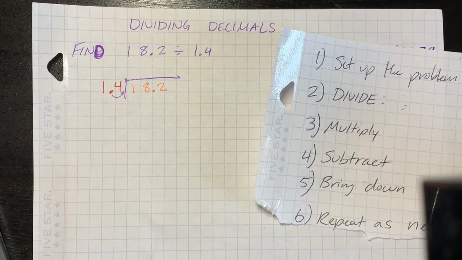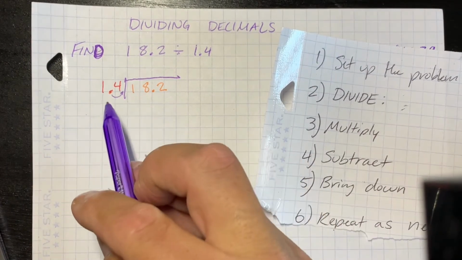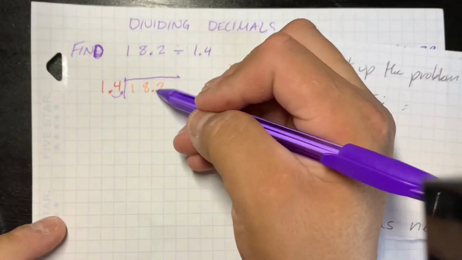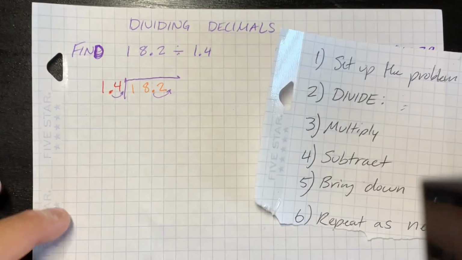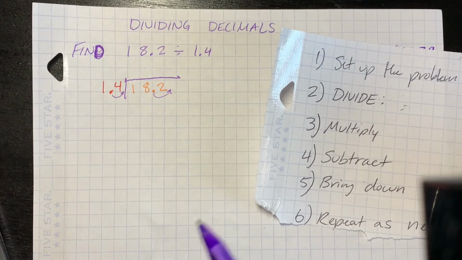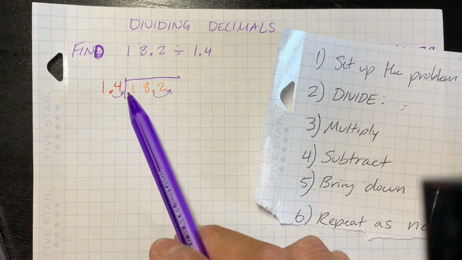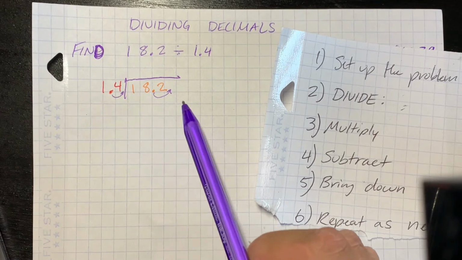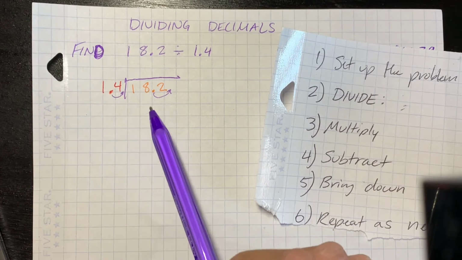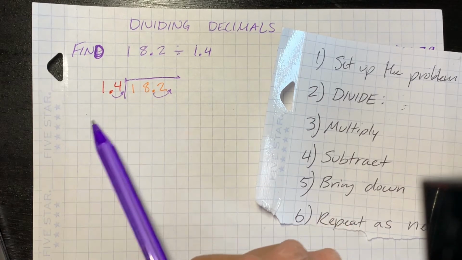So what I do to the outside, I need to do to the inside. So I do the same thing here. Now all that does is make 1 and 4/10 into a whole number, and it makes 18 and 2/10 into a whole number as well. So now this is 182 divided by 14.